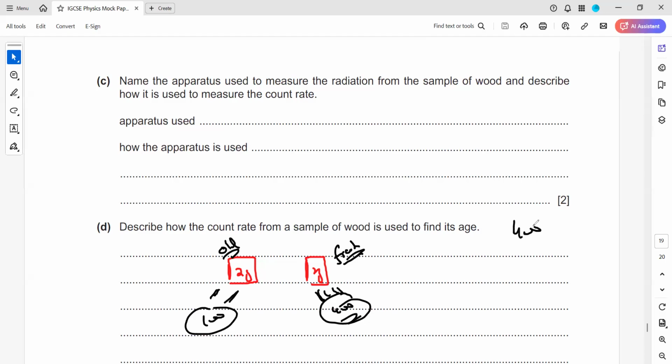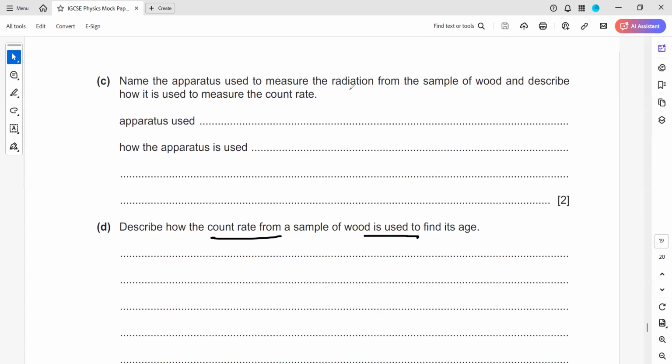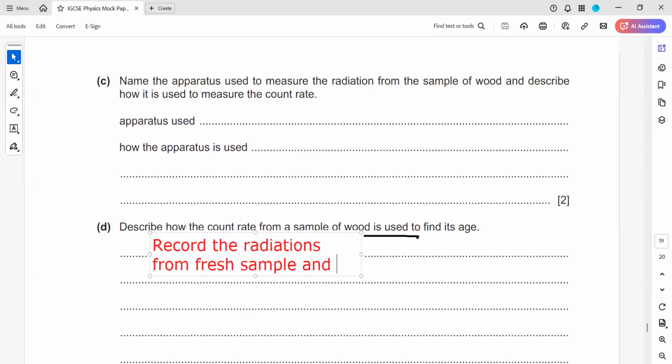So how many times has it changed? If it was fresh, it was supposed to be 400. Then after 400, it will turn into 200. After 200, it will turn into 100. So we'll find how many half-lives there are, and from the half-lives we can determine the age of this sample. So, describe how the count rate from a sample of wood is used to find the age: we'll record the radiation from the fresh sample and the old sample.